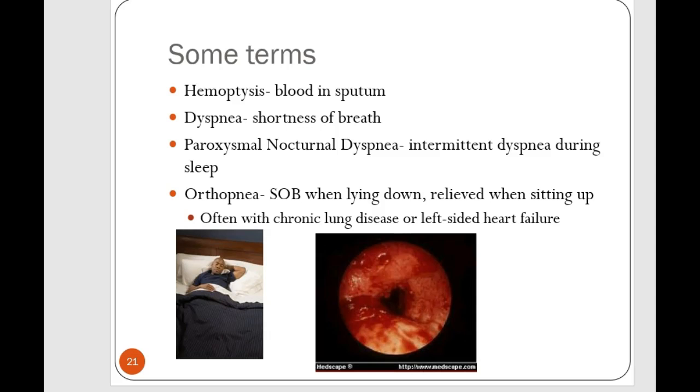Please know these terms: orthopnea, paroxysmal nocturnal dyspnea, as well as dyspnea and hemoptysis. And then as you read these definitions, what they are, I wanted to reinforce about oxygen delivery and our patient-centered care. Make sure we do education on what the patients are getting.